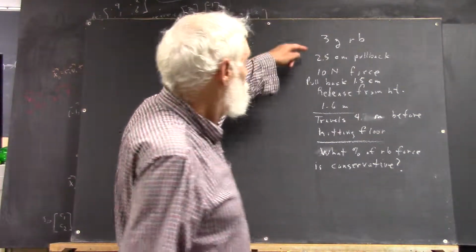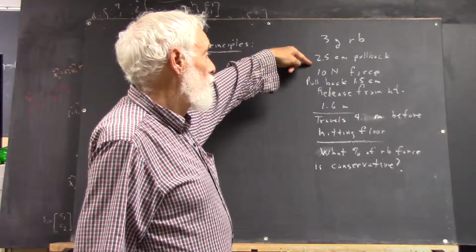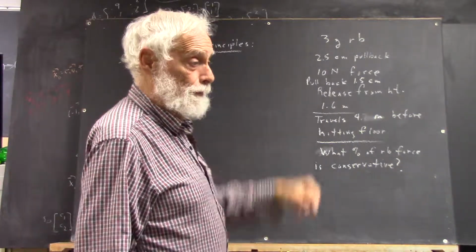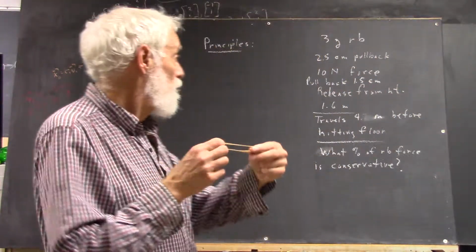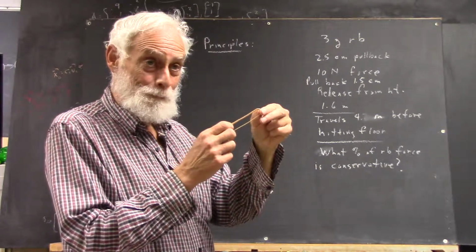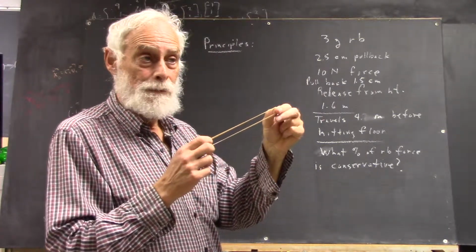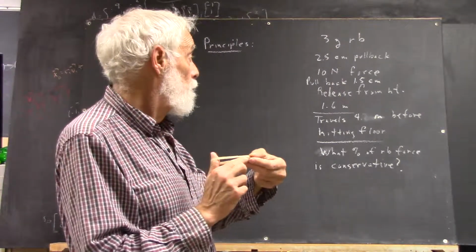Okay, we've got a 3-gram rubber band, 2.5 centimeter pullback, gives a 10 Newton force. So we've got a rubber band. It's 3 grams. This rubber band really isn't 3 grams. I'm going to assume it is. Okay? And we pull it back 3 centimeters and observe a 10 Newton force.